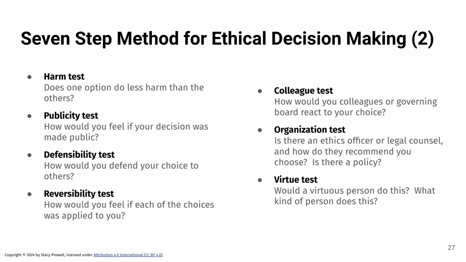And then finally, there's the virtue test, right? Going back to Aristotle. Would a virtuous person do what you're proposing to do? What kind of person would do the thing that you're proposing to do? And if you do that thing, what does that say about you? So those are the 7 tests. If one of your options makes it through all those tests, great. It's probably a reasonable thing to do. If they fail all the tests, you shouldn't do it. You just shouldn't do it. All right.